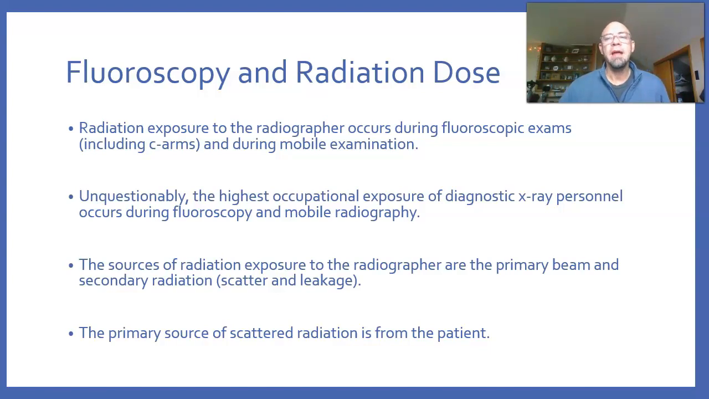Now, in both fluoro and in mobile radiography, you're never going to be standing in the primary beam. So where do we get our dose? I've mentioned before that it's the Compton scatter that we deal with, and scatter is considered a secondary form of radiation. So we're not really going to get our dose by being in the primary beam.